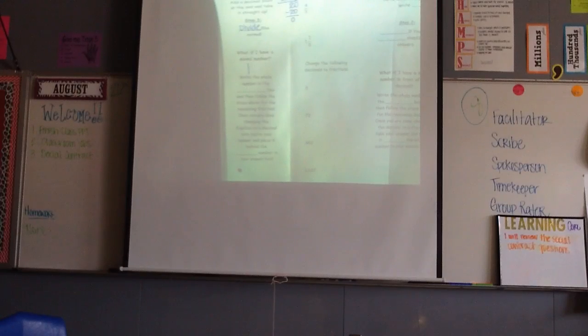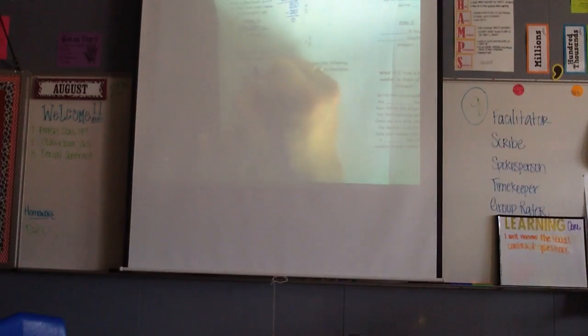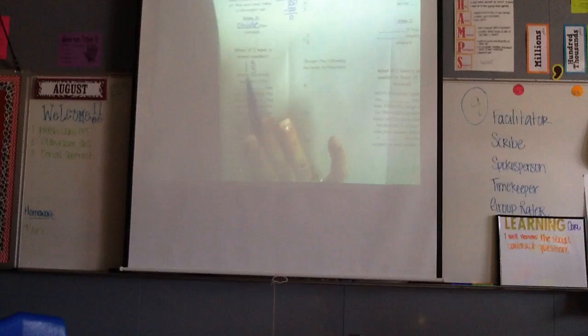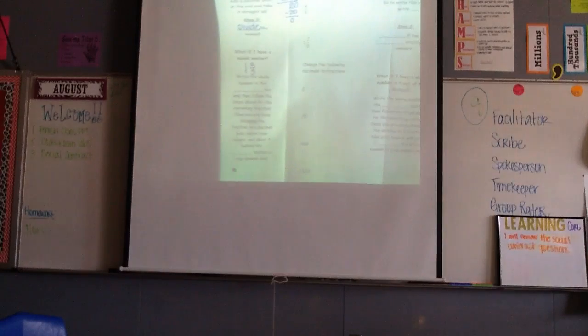Okay, so a mixed number would be like 1 and 2/5. That would be a mixed number, where you've got a whole number in the front followed by a fraction. This is a mixed number. So, what do you do if you have a mixed number? How do you change that to a decimal?